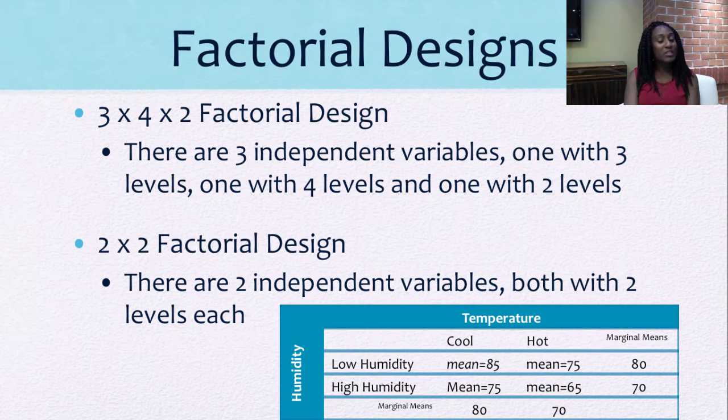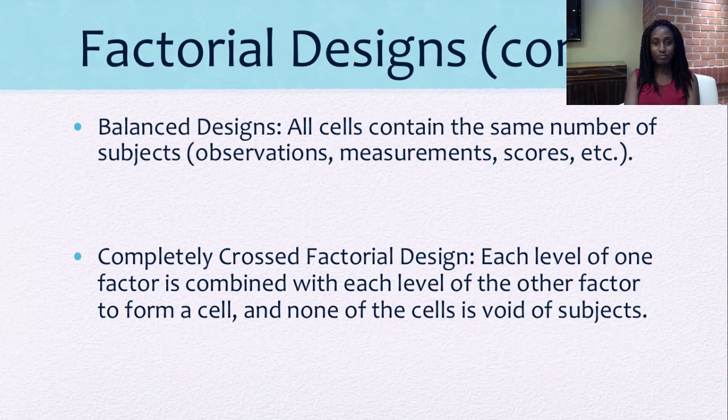So for the research question that I talked about previously in regards to the effects of temperature and humidity on academic achievement, one could characterize this as a 2 by 2 factorial design in which we have two independent variables, both with 2 levels each, right? 2 by 2: 2 levels of the first independent variable, 2 levels of the second independent variable.